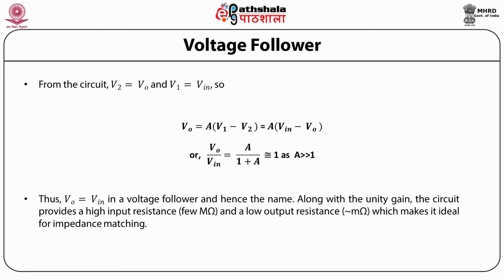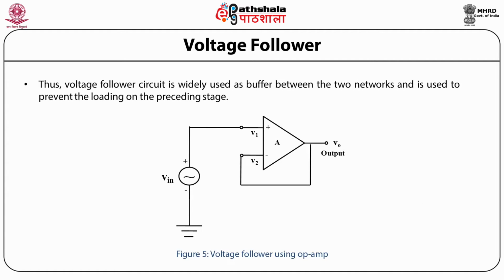Along with the unity gain, the circuit provides a high input resistance that is of the order of a few megaohms and a low output resistance which is of the order of milliohms, which makes it ideal for impedance matching. Thus, the voltage follower circuit is widely used as a buffer between two networks and is used to prevent loading on the preceding stage.